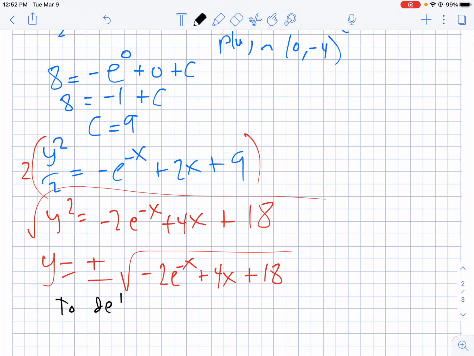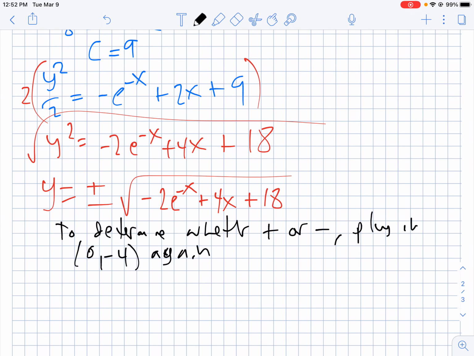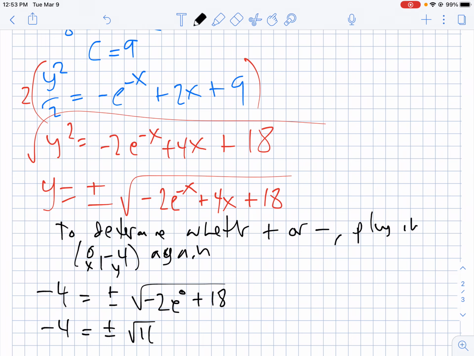So to determine whether this is plus or whether it's minus, and I know this seems weird, but we're going to do this again. We're going to plug in that initial condition, 0, negative 4, again. So as you know, these problems are a little bit on the long side, but I think you'll enjoy them. So we're going to plug in the 0, negative 4 again. So we're going to get negative 4, that's my y. Negative 4 equals plus or minus the square root of negative 2e to the 0 plus 18. So I get negative 4 equal to plus or minus the square root of 16.